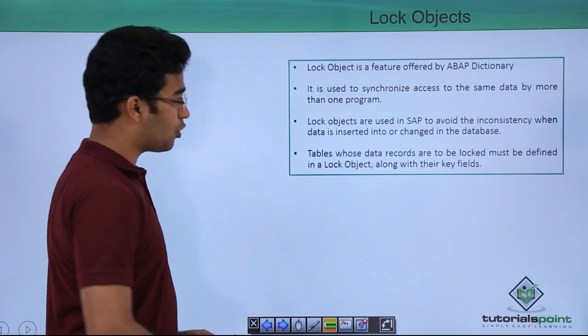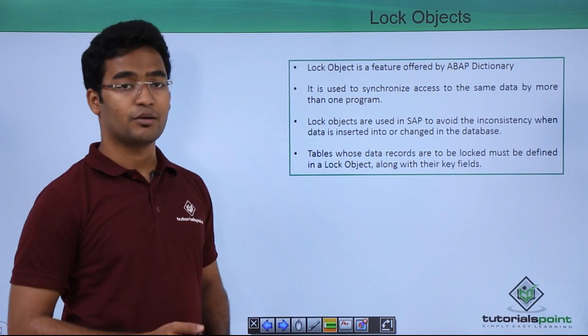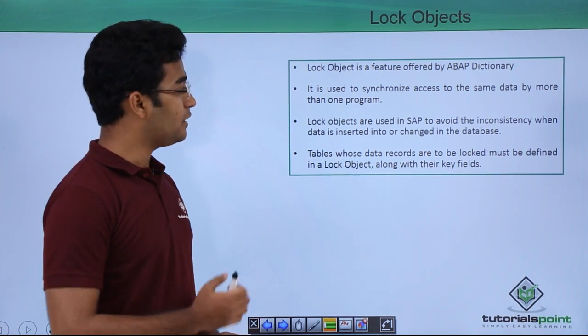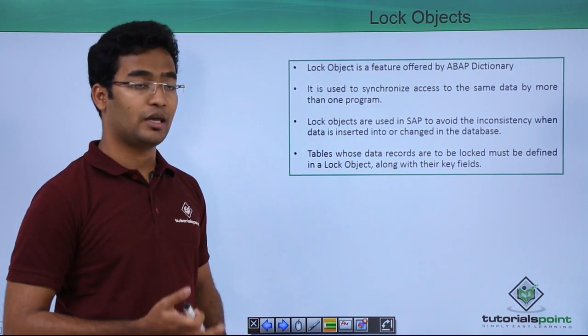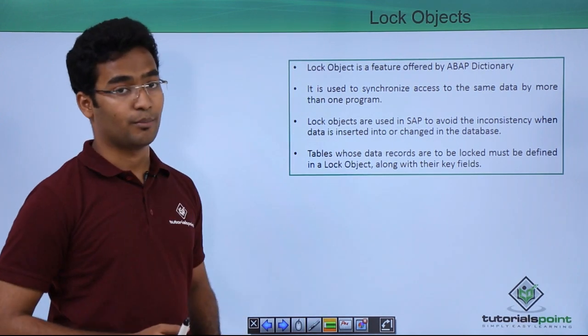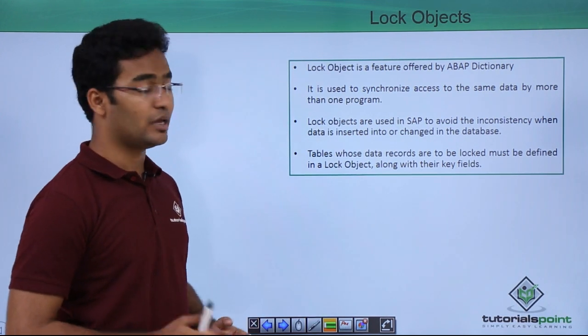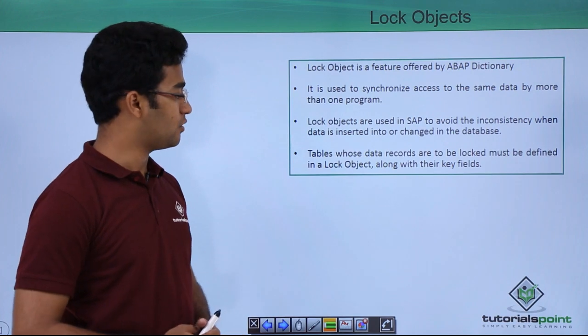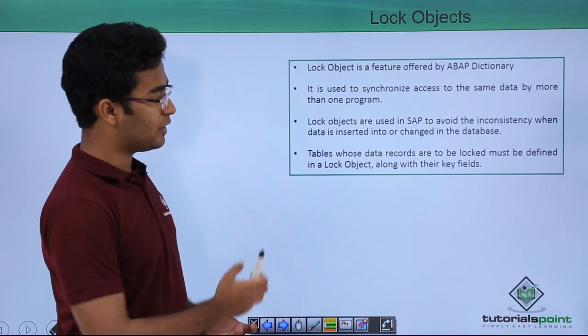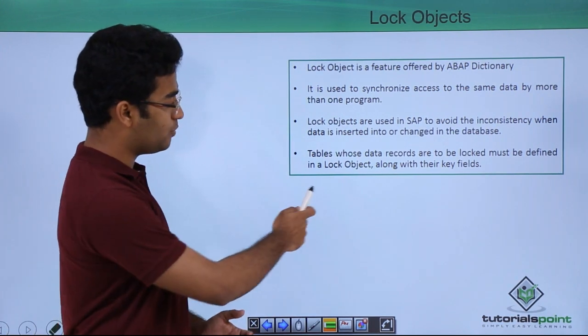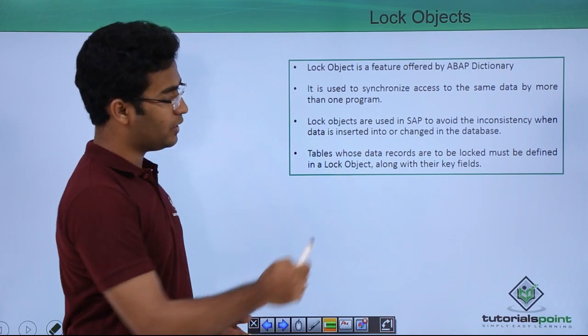So what exactly are lock objects? Lock objects is a feature provided by ABAP dictionary. It is used to synchronize the access of the same data by more than one program. Moreover, lock objects are used in SAP to avoid inconsistencies. So the table whose data records are to be locked must be defined in a lock object here, along with their key fields.